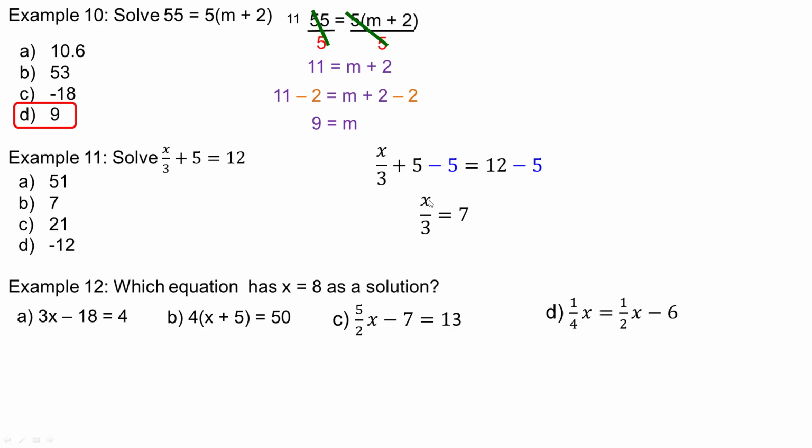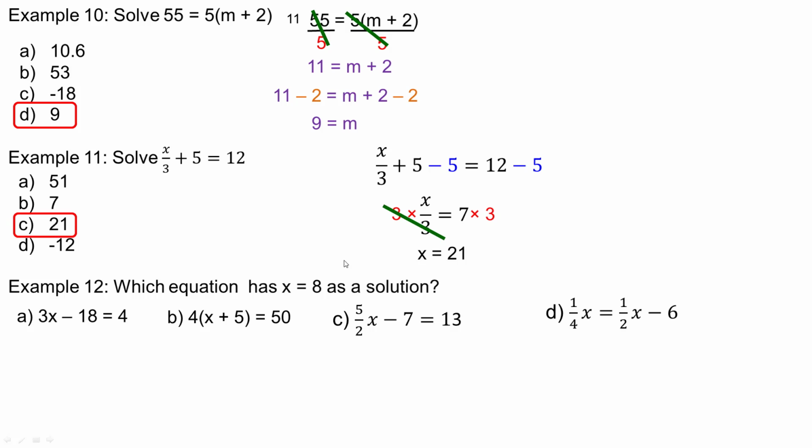To get the x isolated, right now it's divided by 3. So the opposite of dividing by 3 is to multiply by 3. So I do that to both sides. And these 3's divide out, leaving me with just x on the left, and it would equal 21, because again, 7 times 3 is 21. So 21 is the correct answer here.